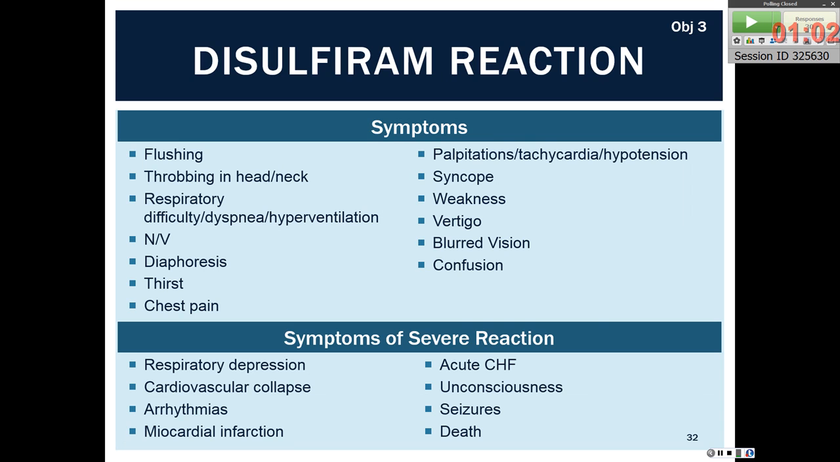So what is the disulfiram reaction? It's all of these things. It's really uncomfortable. People feel really awful. It's really, really terrible. And most of the time it's not dangerous, but it can actually be really dangerous and cause things like, at the bottom half of the screen, respiratory depression, cardiovascular collapse, arrhythmias, heart attacks, acute congestive heart failure, unconsciousness, seizures, and death.